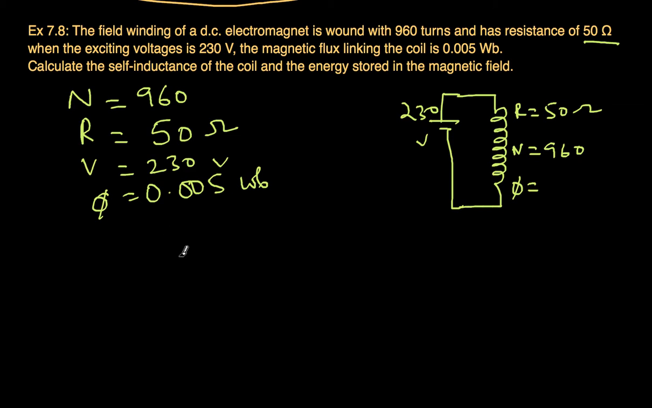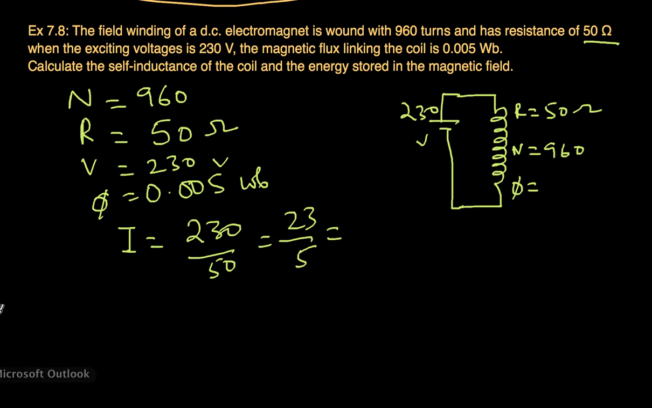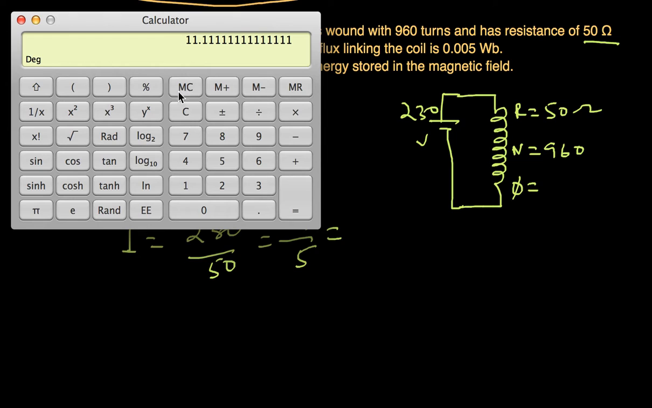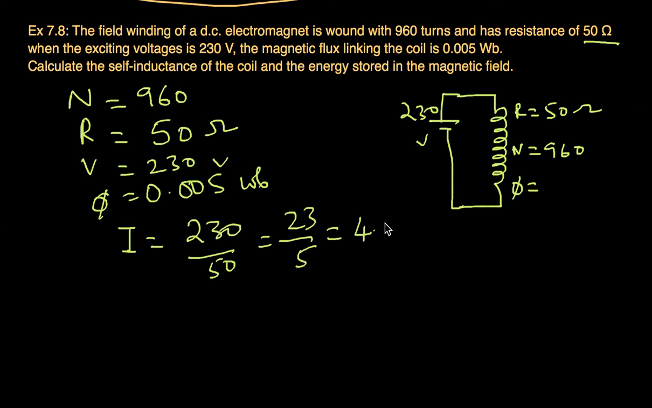For the self-inductance of the coil, first I should find the current in the coil. The current is nothing but voltage by R, because I am applying 230 volts and the resistance is 50. So 230 divided by 50, that is 23 divided by 5. Let's use a calculator. I'm getting 4.6 amperes of current.